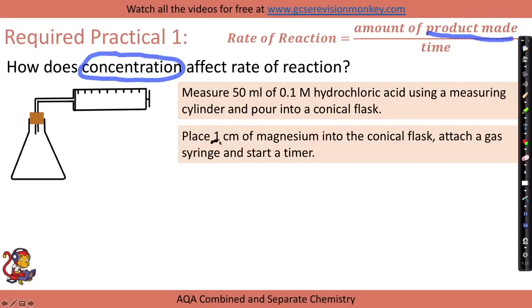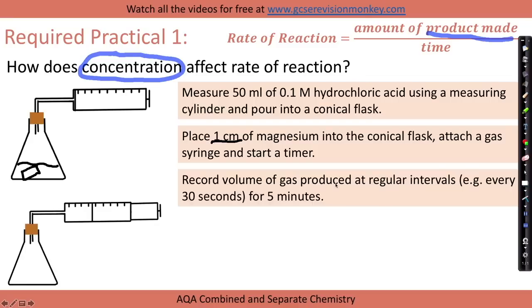We'd place, for example, 1 centimetre of magnesium into the conical flask, attach a gas syringe and start a timer. So in here we'd have our acid and our piece of magnesium, which you should know is going to create hydrogen gas. To calculate the rate of reaction in this experiment, we could record the volume of gas produced at regular intervals, for example, every 30 seconds for 5 minutes. And as gas is produced by the reaction, the gas syringe will move outwards and you can measure the volume of gas produced. Do not write amount, you must use the word volume.